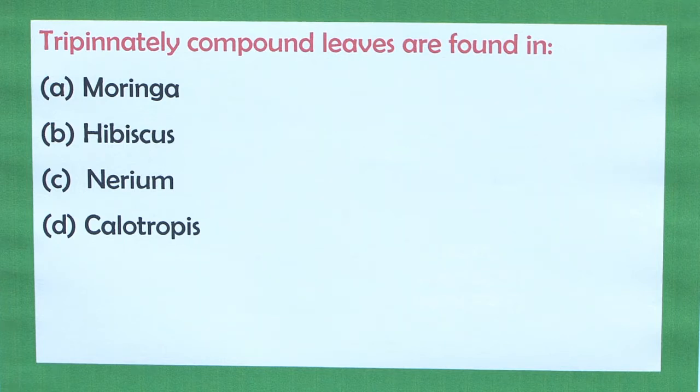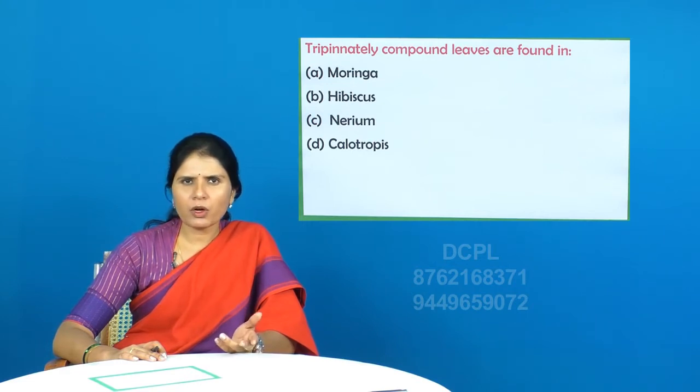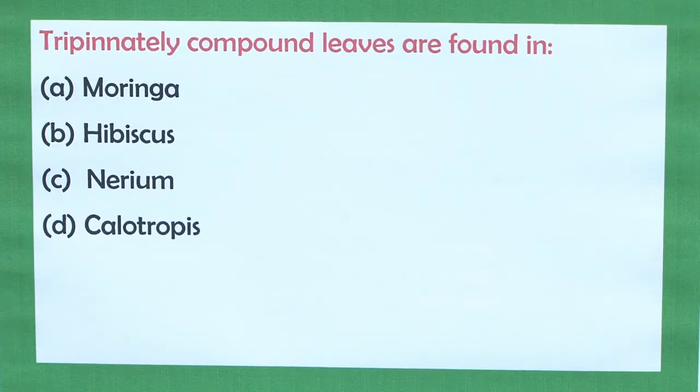If we have seen a hibiscus plant, it shows a simple leaf wherein there is a single leaf arranged on the stem. They may be either alternate or opposite. So, it is not a compound leaf in the case of hibiscus. So, hibiscus is of course not the answer. Coming to Nerium, it shows a whorled phyllotaxy. It is not again a compound leaf, so this cannot be the answer.